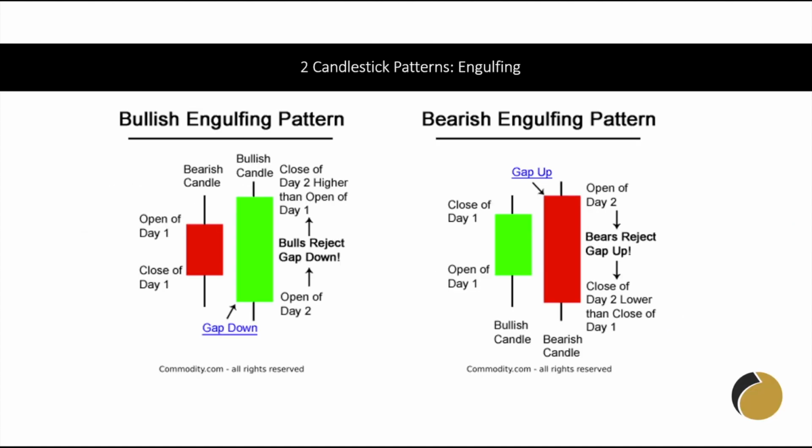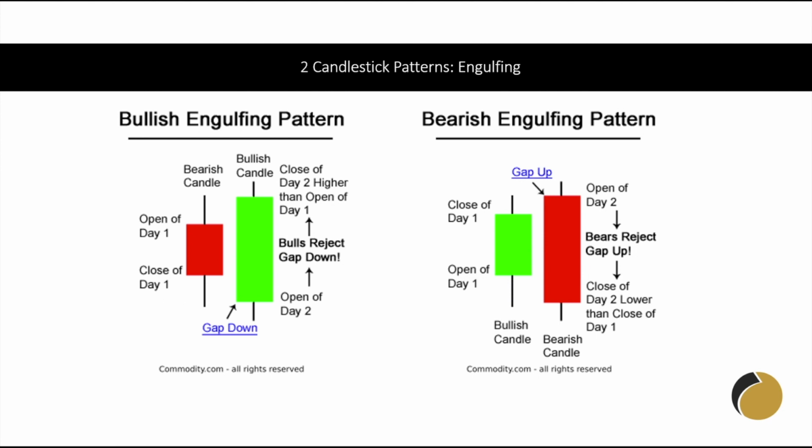Now we will look at a candlestick pattern that consists of two candlesticks. This pattern is known as the engulfing pattern. It comes in two forms, bullish and bearish engulfing. This image here shows what a generic engulfing pattern looks like for both variations. As you can see in both instances, the body of the second candlestick completely envelops the body of the first candlestick. This is why it's called the engulfing pattern, because the second candle engulfs the first.